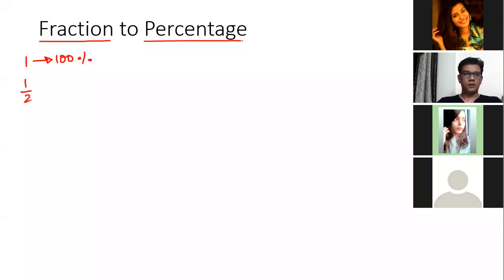What is 1 by 2? So I'm talking about fraction to percentage. So I want you guys to write down fraction to percentage. So what's 1 by 2? 50%. What's 1 by 3?